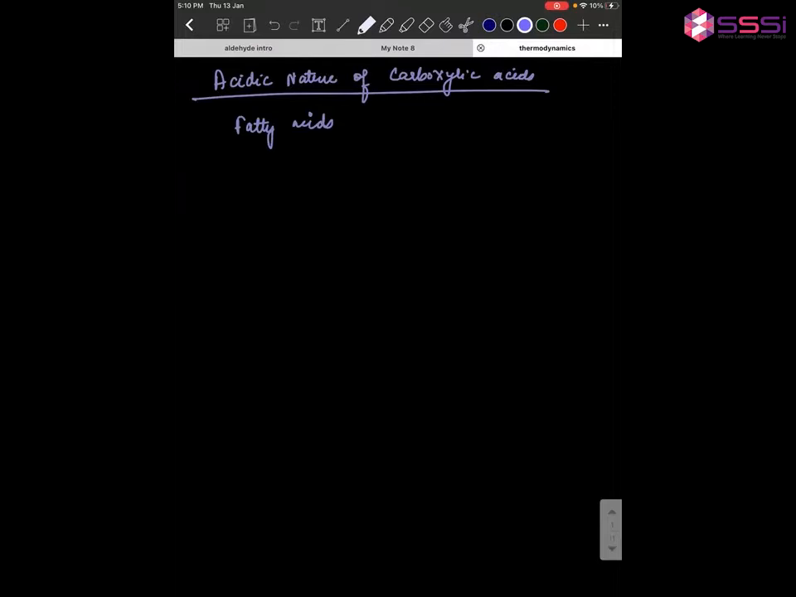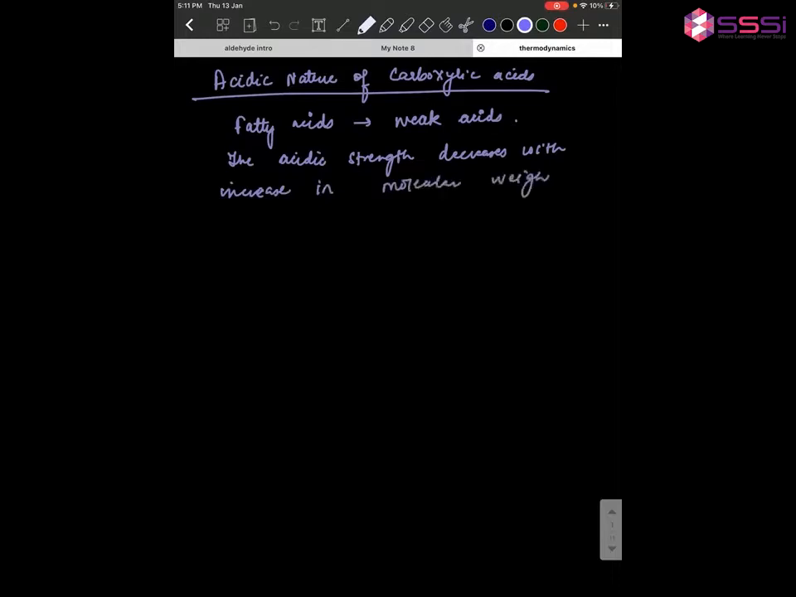Yes, ma'am. And these fatty acids, what about their acidic nature? They are weak acids. And the acidic strength of these fatty acids decreases with increase in molecular weight. If we increase the molecular weight, then the acidic strength of these fatty acids decreases.